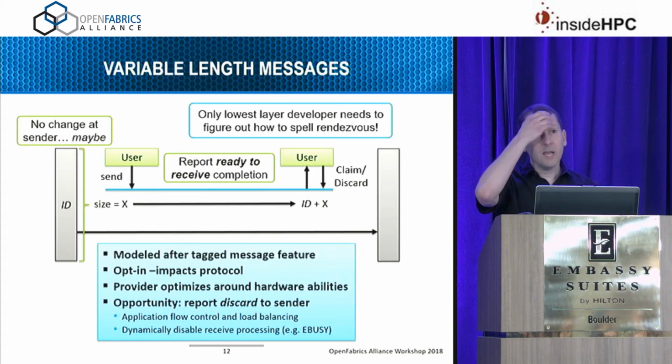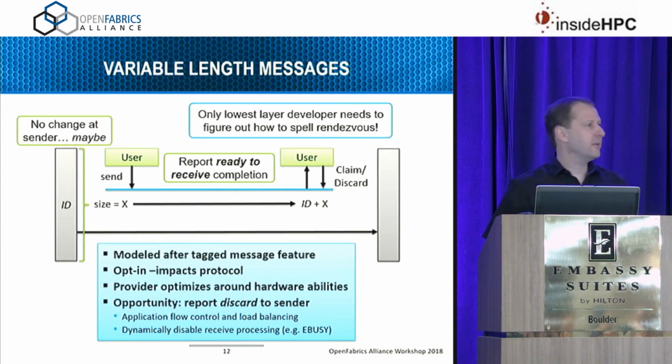One of the things we looked at is this discard message, and this actually came up in the working group. On the send side, if the receiver discards the message, do we notify the sender that the message has been discarded? The current semantics are no, we don't. We simply discard it at the receiving side, and the sender's completion doesn't change. But what if we actually propagated that discard back to the sender? For HPC, there's probably not a strong use case, but for enterprise or cloud, there may actually be.